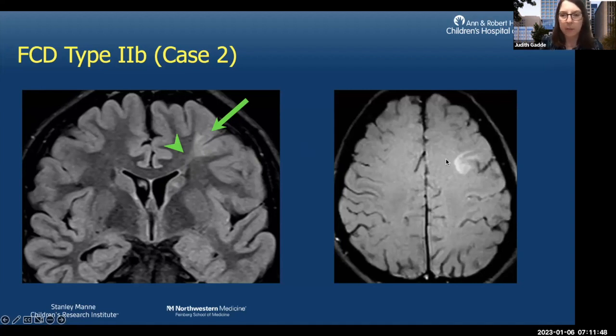And then the image on the right here, this is kind of an optional sequence, not done everywhere, but this is called T1 magnetization transfer. And this basically gets rid of the background normal T1 signal and makes areas of abnormality stand out. So here we can see that corresponding signal abnormality in that left frontal lobe corresponding to the transmantle dysplasia.